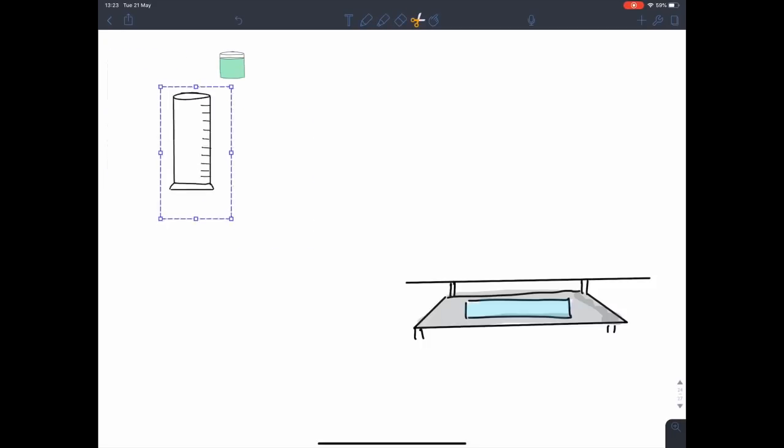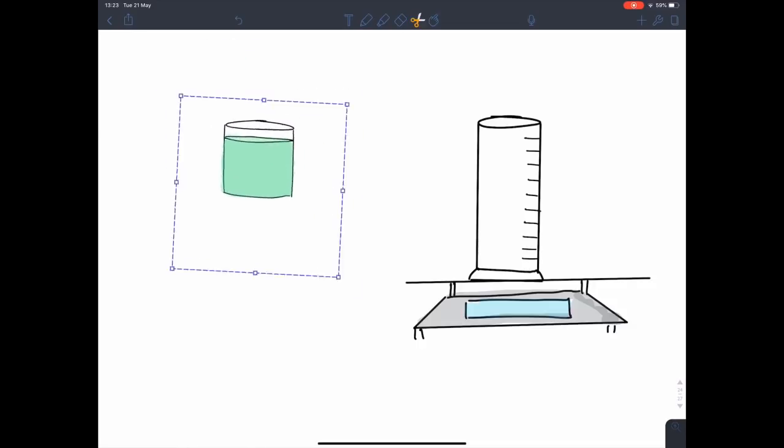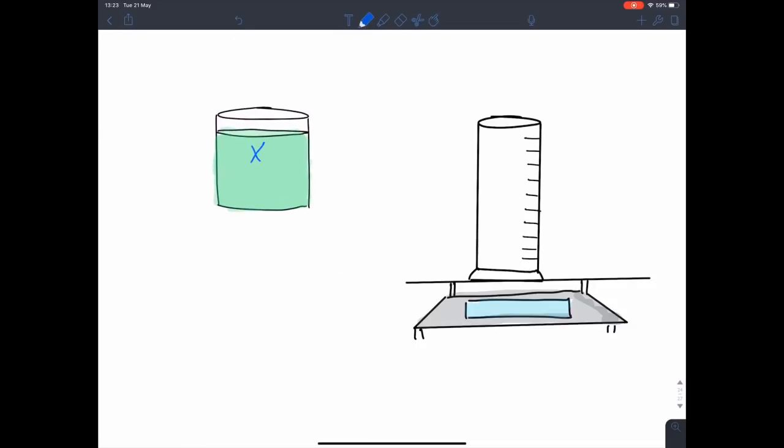First of all, we're going to get a measuring cylinder and put that on a weighing scale, and then you're going to take your liquid. This is a liquid that we want to find the density of, so we do not know what the density of this liquid is. So we're going to pour out 10 centimeters cubed, and use the measuring cylinder to work that out.